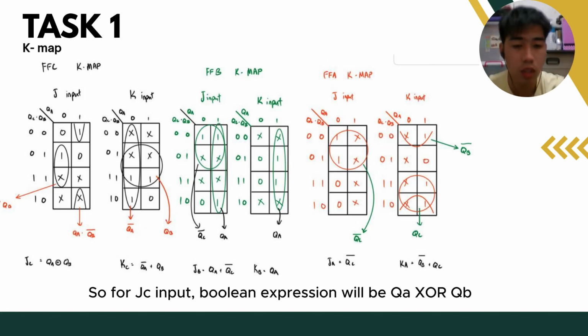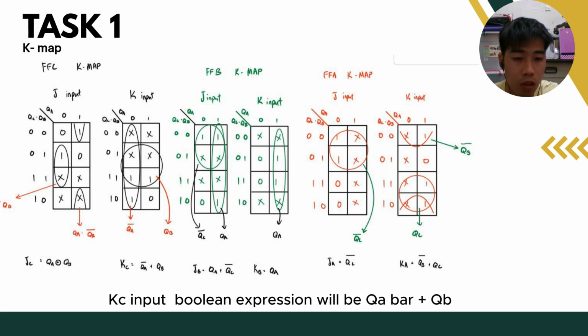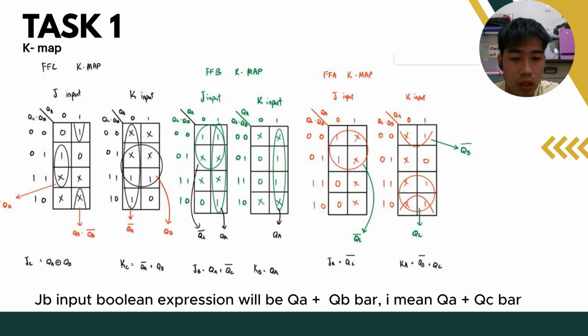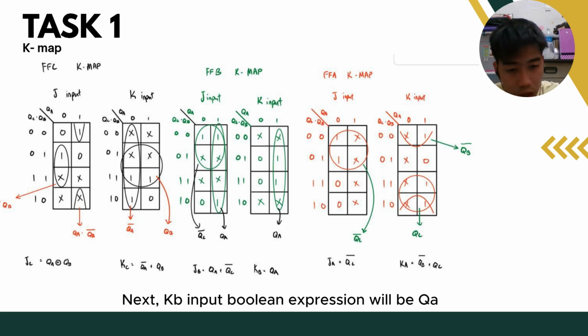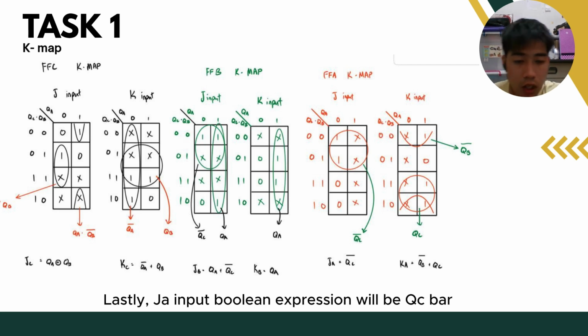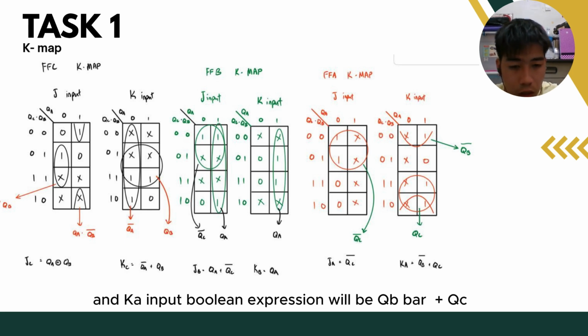So, for the JC input, the Boolean expression will be QA XOR QB. The KC input Boolean expression will be QA bar plus QB. The JB input Boolean expression will be QA plus QB bar, and the KB input Boolean expression will be QA plus QC bar. Lastly, the JA input Boolean expression will be QC bar, and the KA input Boolean expression will be QB bar plus C.